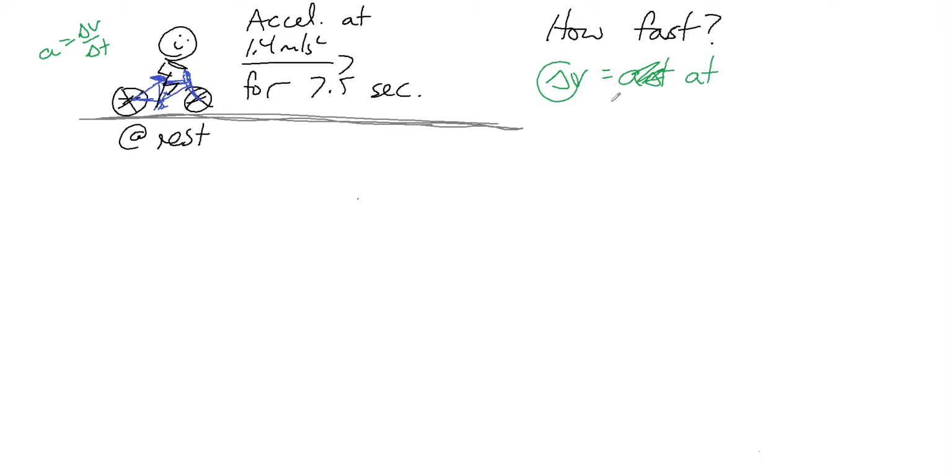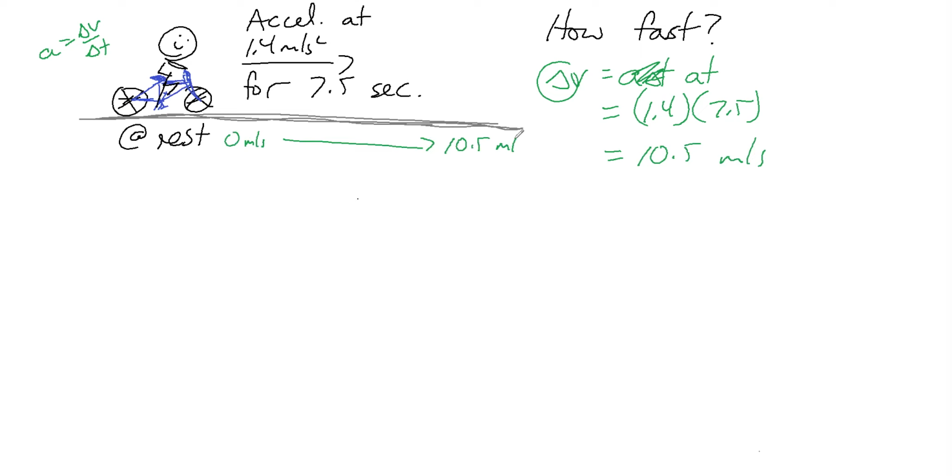All right, so I have my acceleration, that is 1.4. I have my time, 7.5. So if I map things out, I've got the 1.4 and I'm just going to multiply that by 7.5, and I will get 10.5 meters per second. So that was my change in v. Okay, so here he was going 0 meters per second and sped up all the way to 10.5 meters per second. So not only is that my change in v, that would also be my final v.